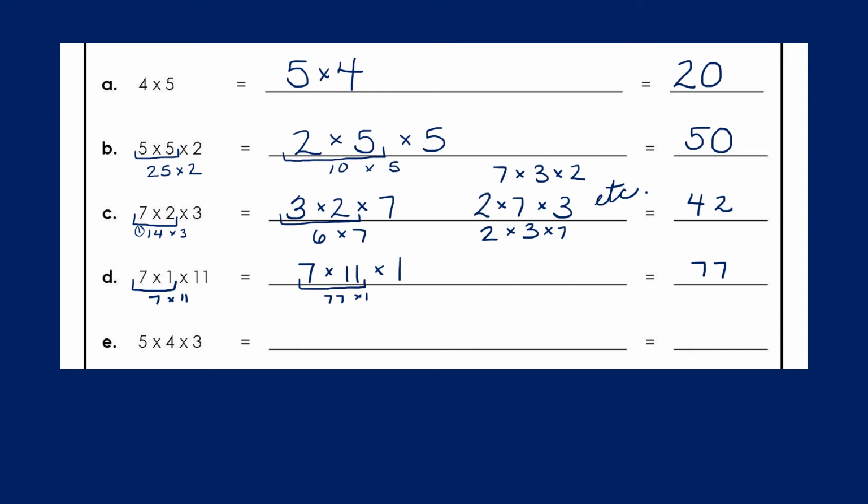5 times 4 times 3. 5 times 4 is 20. And 20 times 3 is 60. Or you could do 3 times 4 times 5. 3 times 4 is 12, and 12 times 5 is 60.